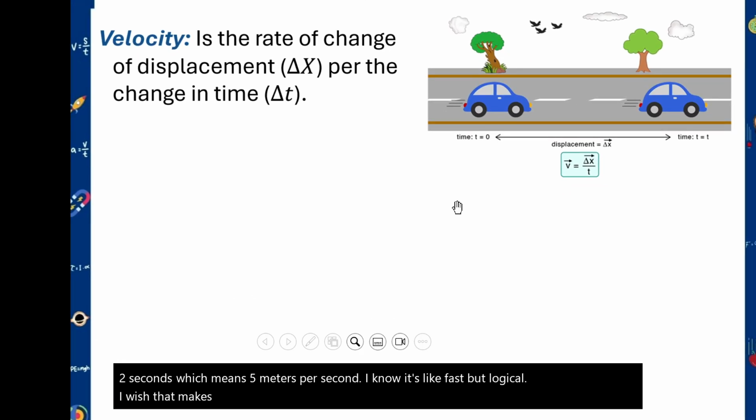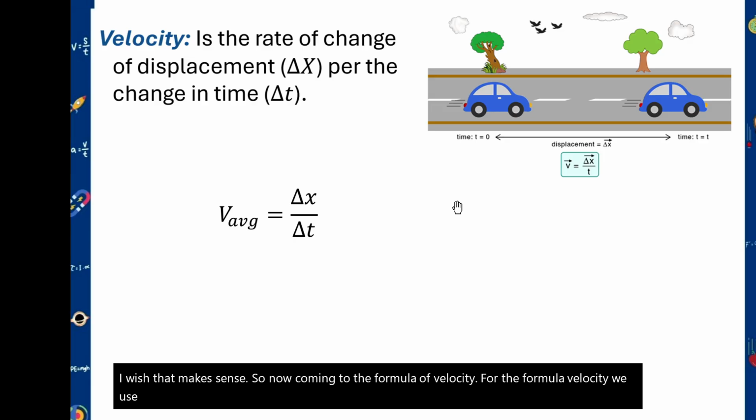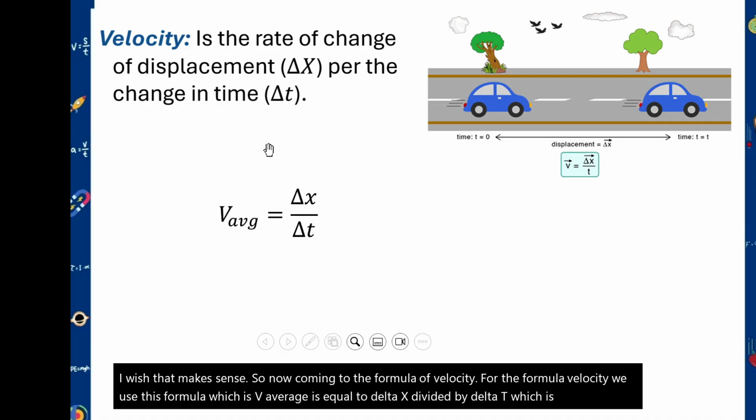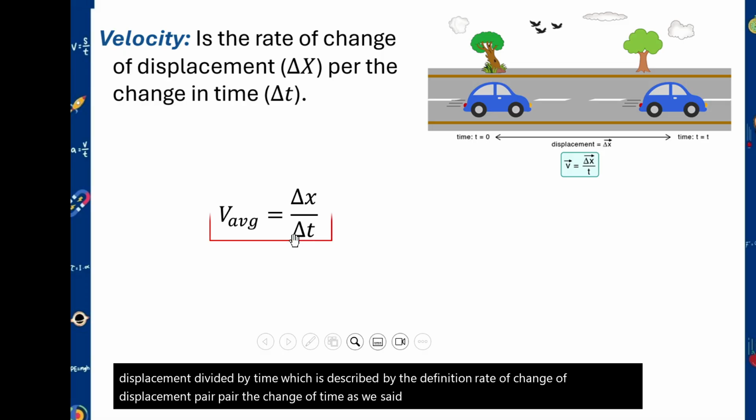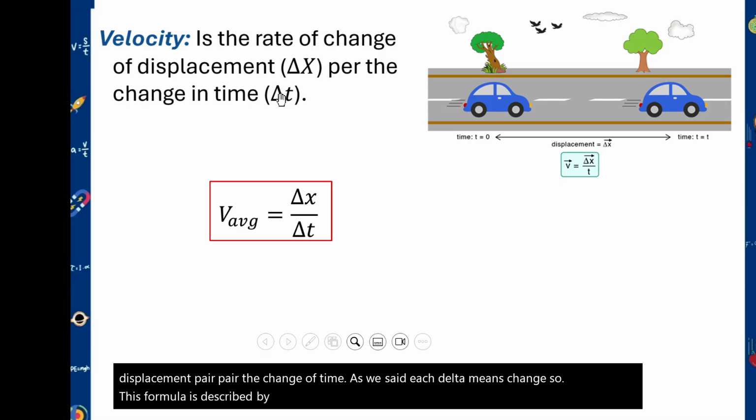So now, coming to the formula of velocity. We use this formula: V average is equal to delta x divided by delta t, which is the displacement divided by time, which is described by the definition, rate of change of displacement per the change of time. As we said, each delta means change. So this formula is described by this definition. Both of them are related. When you see the word per, it means division.